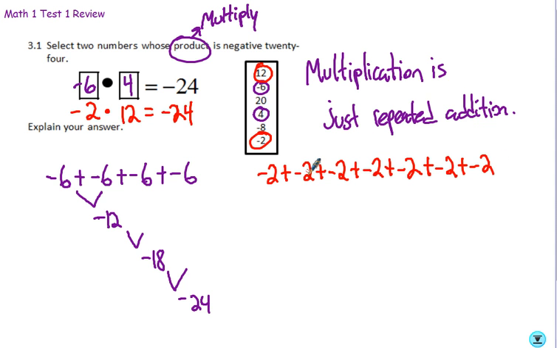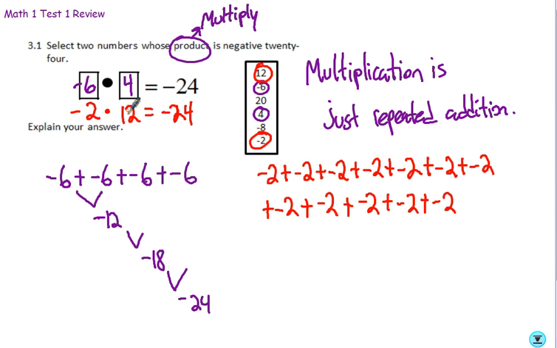2, 4, 6, 8, 10, 12, 14, 16, 18, 20, 22, 24, right? So that should be 12 times. 1, 2, 3, 4, 5, 6, 7, 8, 9, 10, 11, 12. So again, that's why we multiply. Instead of writing all that out, that's why we do this. But again, that's the reason behind it.